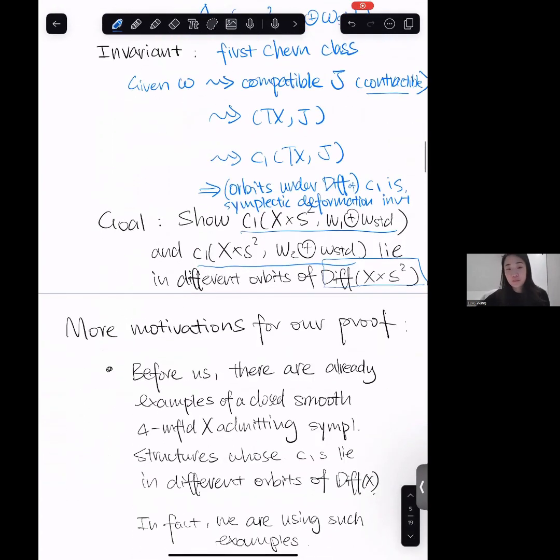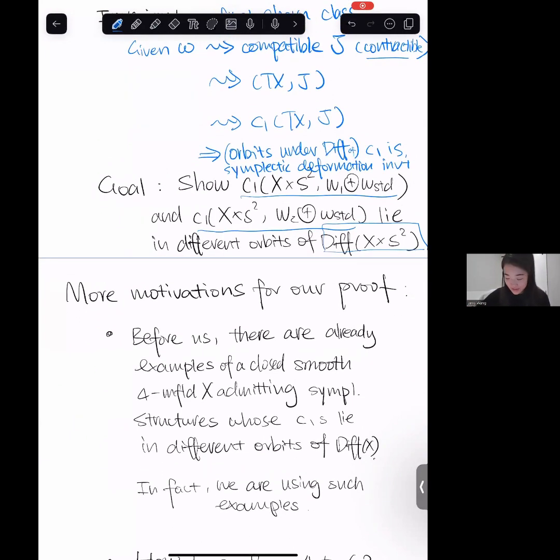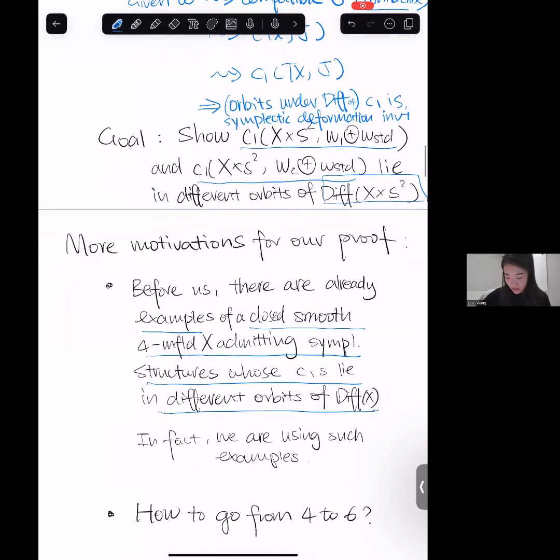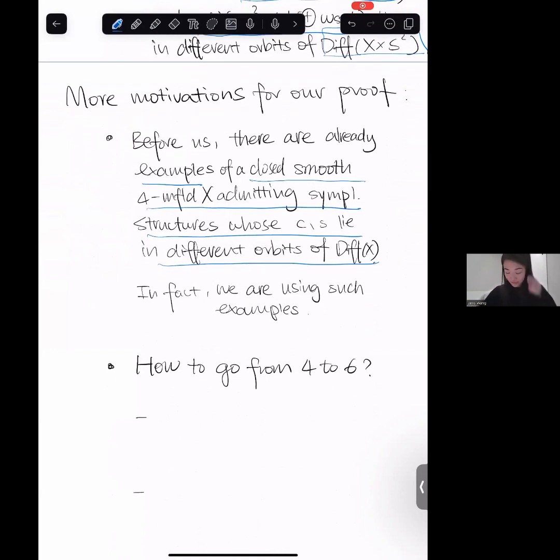And a bit more of a motivation before I go into the proof. So we want to emphasize that before us, there are already examples of closed smooth four manifolds admitting symplectic structures whose c1 lie in different orbits of Diff. And in fact, we use these examples. And our job is to go from 4 to 6. So how do we do that? First, we observe that we will be done for diffeos of X cross S2 that split.